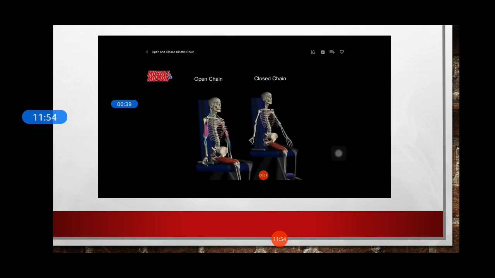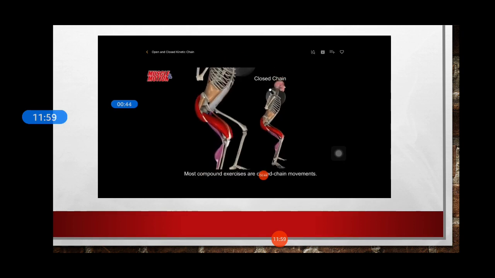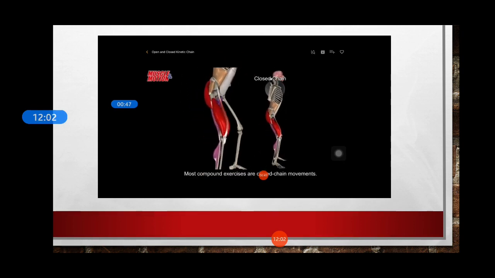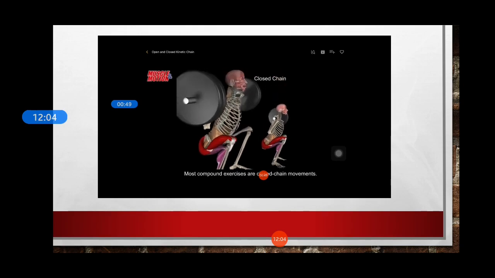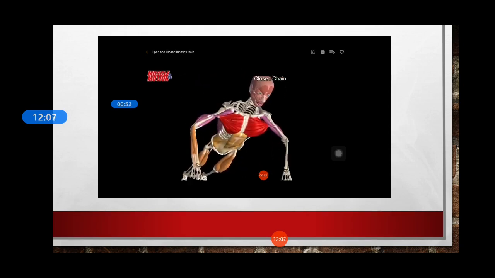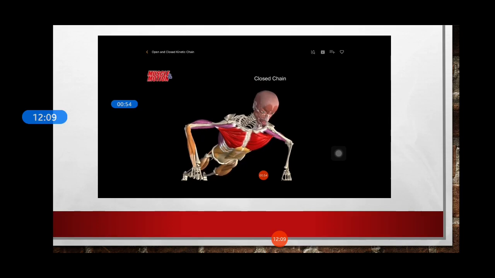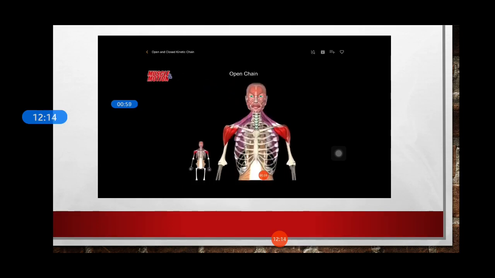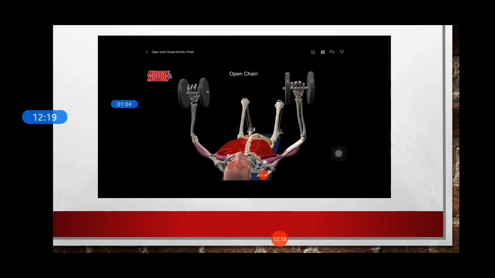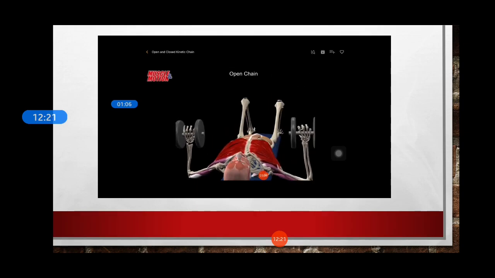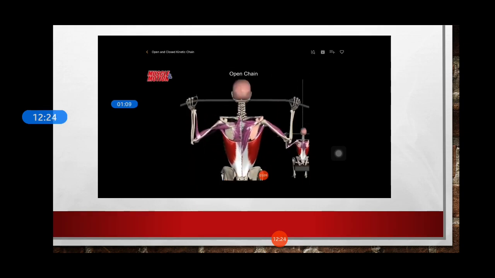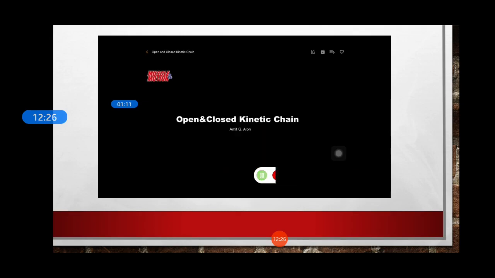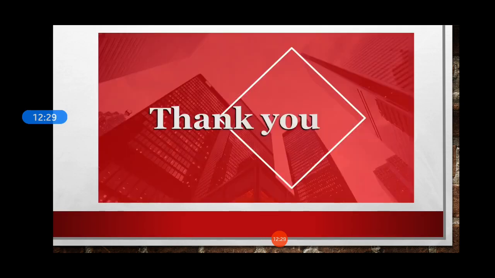Here you can see standing is in closed kinetic chain. You can see sitting to standing. And while we perform this, it is again a closed kinetic chain exercise. You can see most compound exercises are basically closed kinetic chain exercises. This is again a closed kinetic chain exercise. The push-ups, where the distal segments you see are fixed. Then we perform active exercises which are mainly open chain exercises. Like here we see it is again an open chain exercise. See here, the distal segment is free. So these are open chain exercises.